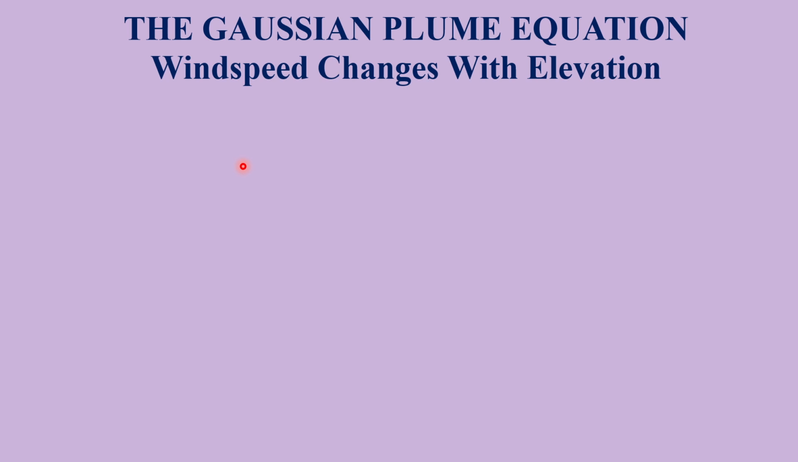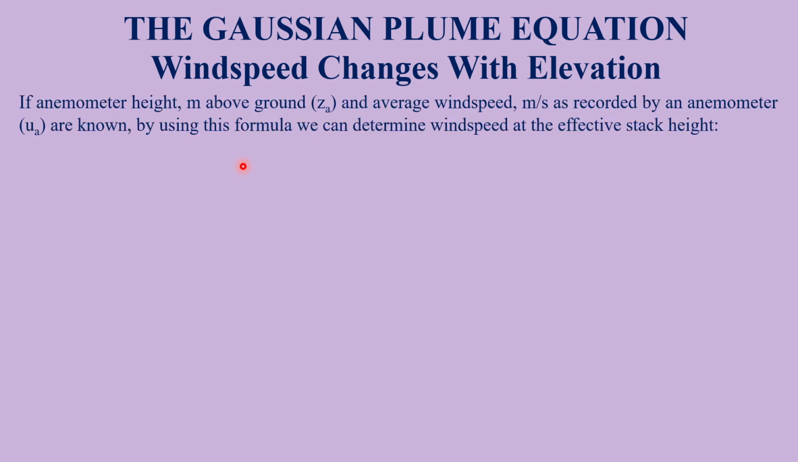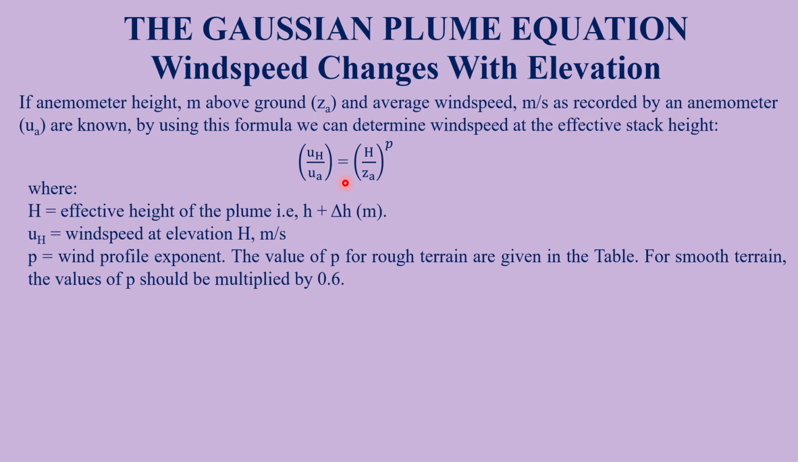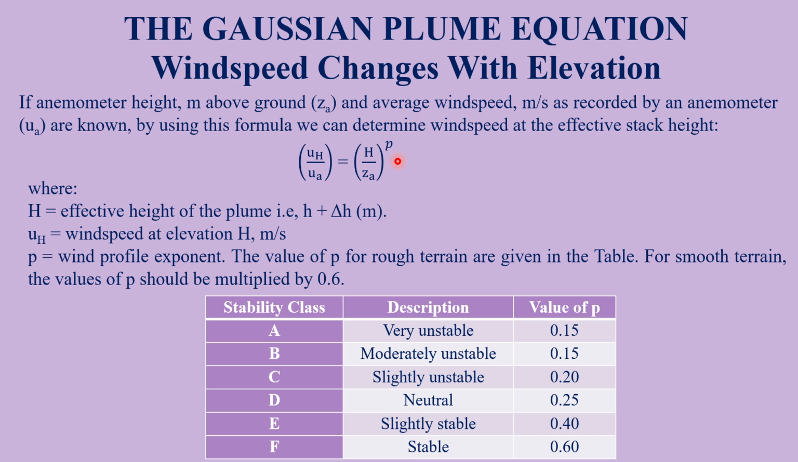Now we just recap here the determination of wind speed at effective stack height. We use this formula where ZA is the anemometer height, that is generally kept at 10 meter. UA is the wind speed as recorded by the anemometer. P is the wind profile exponent, and the value of it depends on atmospheric stability class and terrain. The table shows the value of P for different stability classes for rough terrain. For smooth terrain, the value of P is to be multiplied by 0.6.